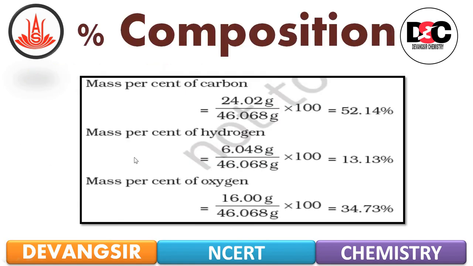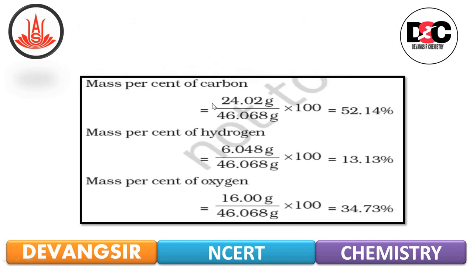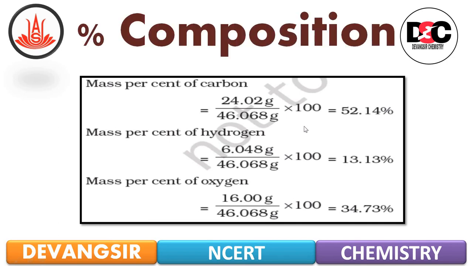First, the mass percent of carbon. How many carbons are present in ethanol? There are 2, so we take 12 into 2, which gives 24, upon the total for ethanol, 46, which we already calculated in the previous slide, multiplied by 100, so you will get the percentage of carbon.